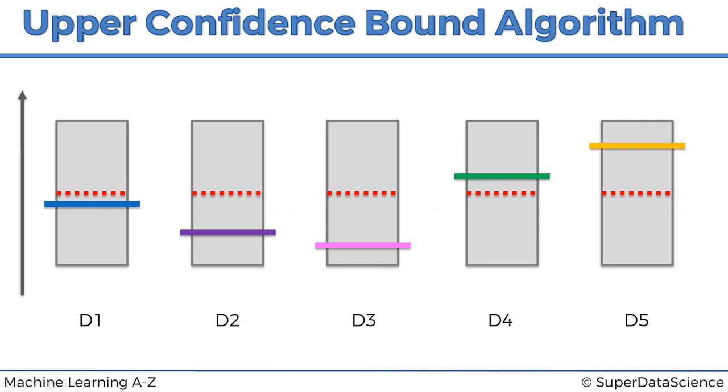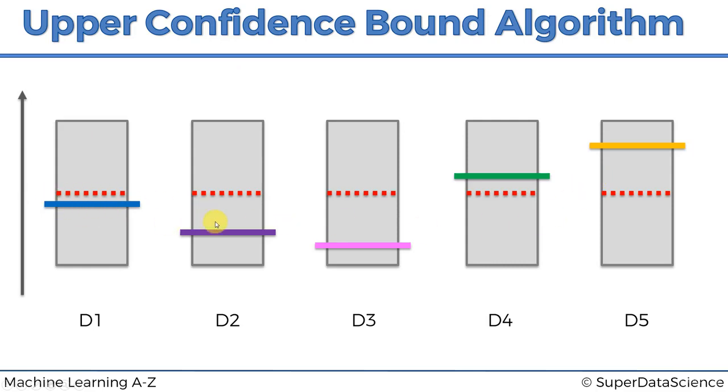So how does this algorithm work? Well, out of all of them, we pick the machine with the highest confidence bound. Right now, it can be any of these machines, because they all have the same confidence bound. We're talking about the upper confidence bound. That's why the algorithm is called the upper confidence bound. So we're just going to pick any one of them because it doesn't matter which one we pick.